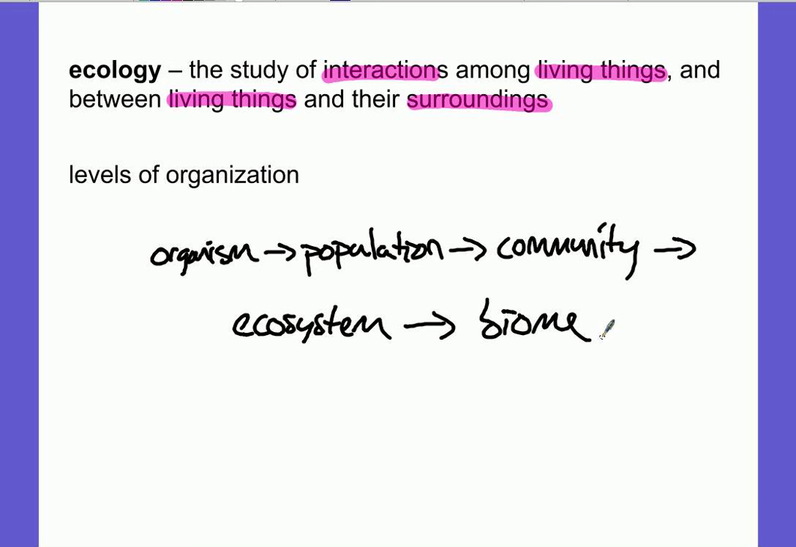So again, you start at the individual organism, right? A group of organisms that are the same species are a population. Different species grouped together and interacting with each other make a community. Then you have non-living things that come into the mix for ecosystems, and then that next step up is a biome, a collection of ecosystems globally.